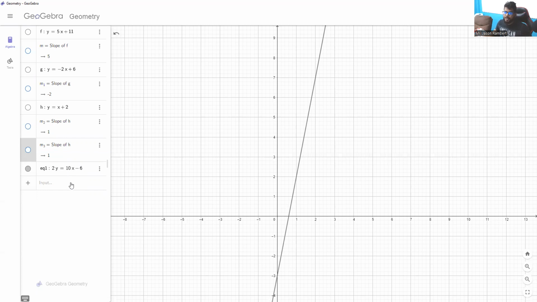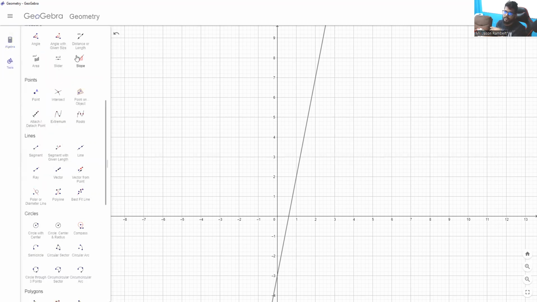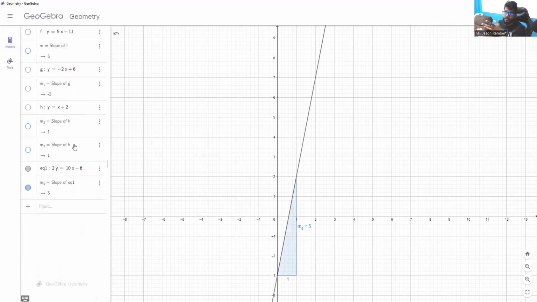Easy misconception here. Students will just say, well, the number in front of x represents the gradient, which is correct. But the number in front of y is supposed to be 1. Over here, the number in front of y is not 1. It is 2. So the gradient here is 5, but the number in front of x is 10. The y-intercept is supposed to be -6, but the y-intercept here is -3. Yeah?